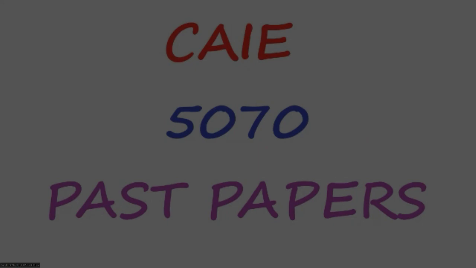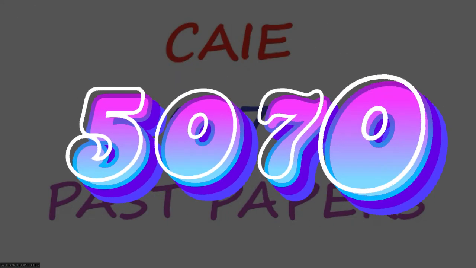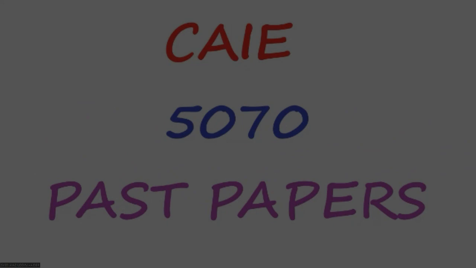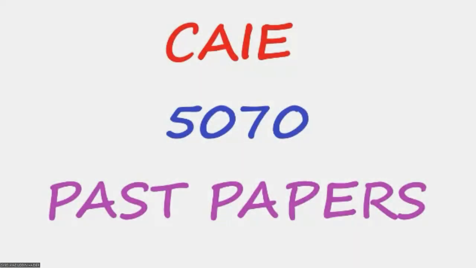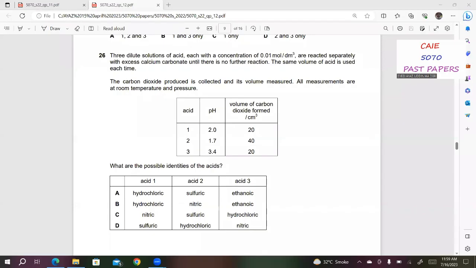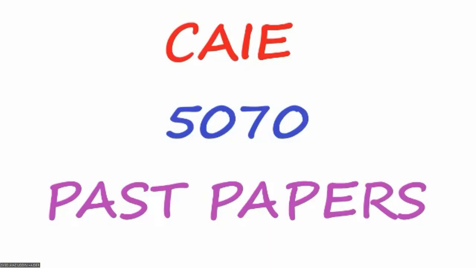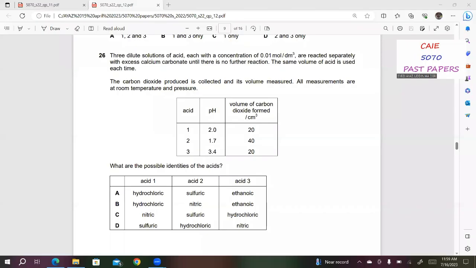So I will continue my CAIE 5070 past papers, and I was doing summer 22 and the version was 12. So here's the question. Question number 26.